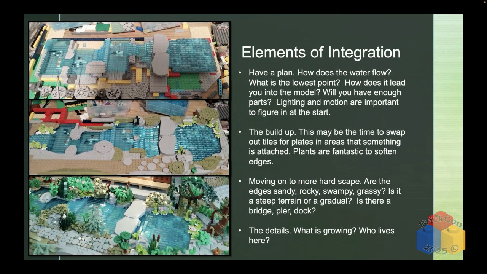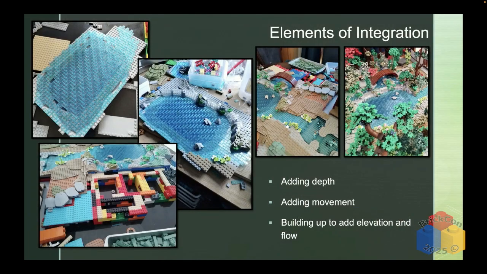The details: what's growing here? Who lives here? What are we going to be putting in the water? Does anybody live there? Is it a desert pool, or is it going to be swarming with life? For many things, water is a source of life. Adding the depth, adding movement, building up to add elevation and flow. Those are the key points to having a mock that has water, that has movement and has character.